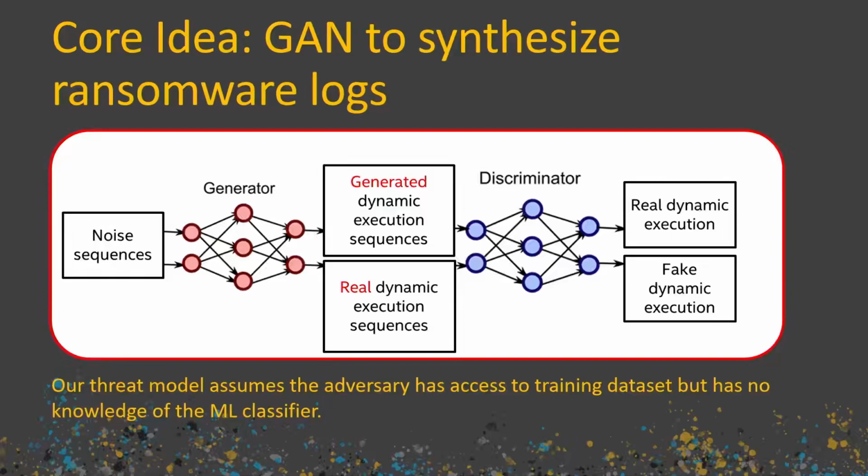What we propose is that we also have a generator and a discriminator, but we have the generator generate the dynamic execution sequences that we showed earlier in our dataset. Then we have the discriminator try to differentiate the real from the fake. Over time, we hope to get a very good generator that can synthesize these adversarial ransomware sequences that can spoof machine learning algorithms.